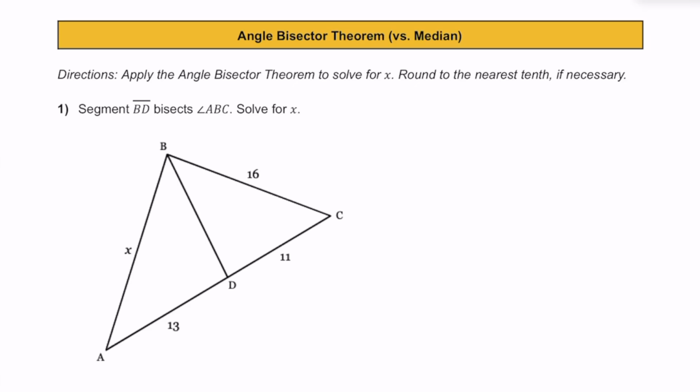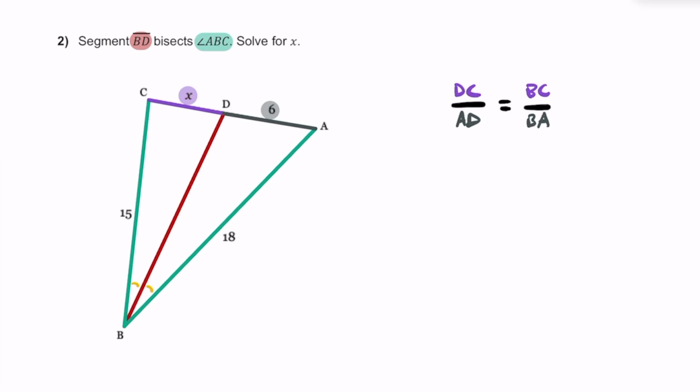Here's segment DC, and then we have segment AD. Then we also have segment BC, which is over here, and then we have segment BA, which is over here. Substituting our values in, DC is going to be X for now. Let's go ahead and substitute in X. And then AD, we're going to say is going to be 6. And that's going to be equivalent to the ratio of BC. We know BC is going to be 15. And what about BA? Well, BA we know is going to be equal to 18.